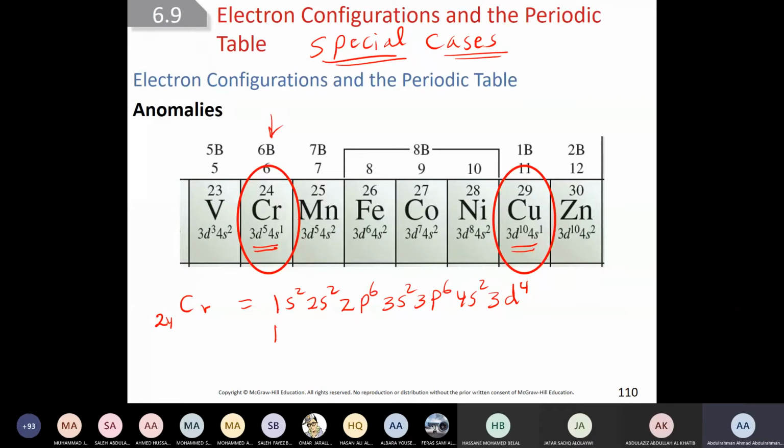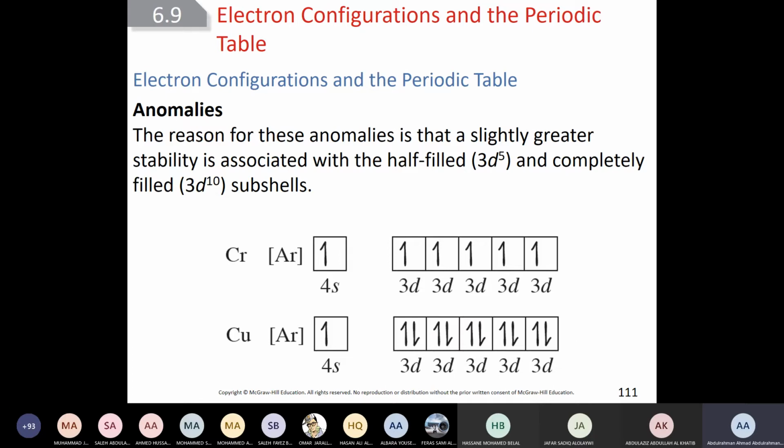It goes 1s2, 2s2, 2p6, 3s2, 3p6, 4s1, 3d5. It becomes like this, and this is called half-filled structure, by the way.